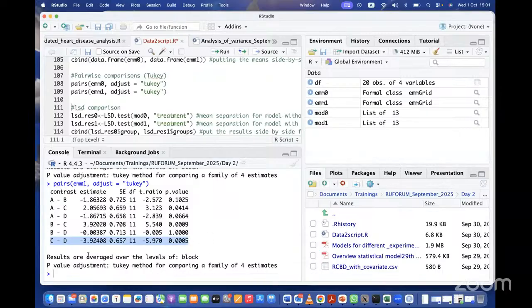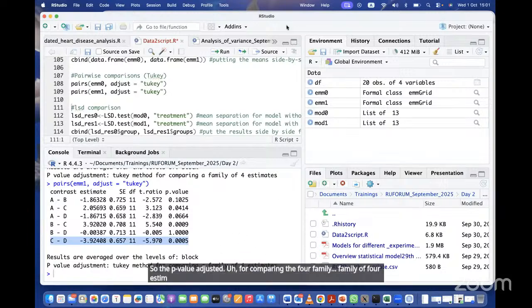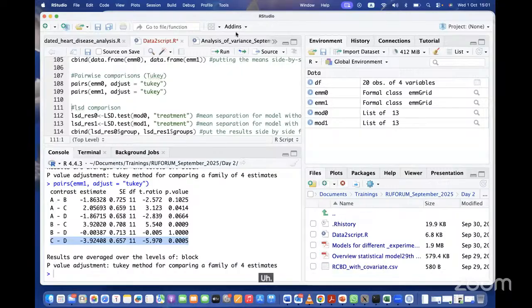So here you can see that the results are averaged over the blocks. So the p-value is adjusted for comparing the family of 4 estimates. Let me check if there's any question that I need to address, but I think my colleagues should be able to answer the other.